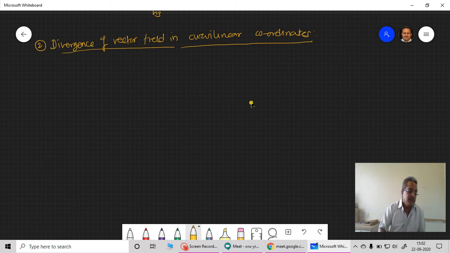Okay, now here earlier we have taken psi which is a function of u1, u2, u3. Now I am taking some vector F in this case. So suppose capital F is a continuous vector function. Capital F is a continuous vector function of orthogonal curvilinear coordinates.